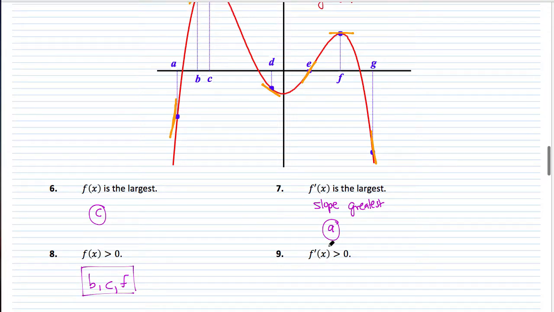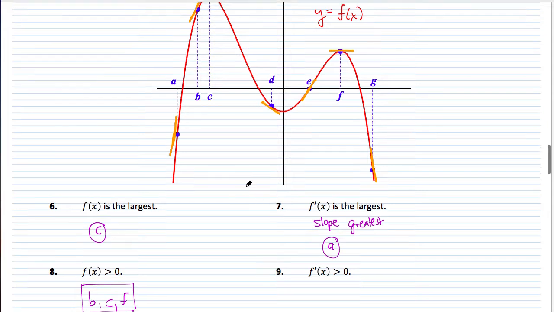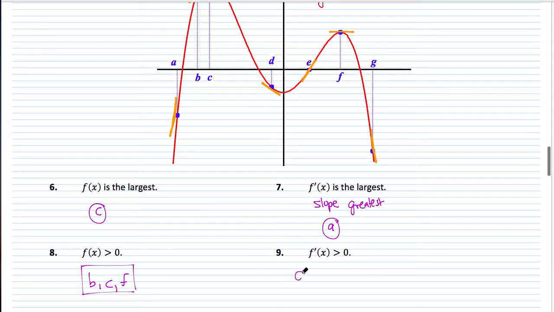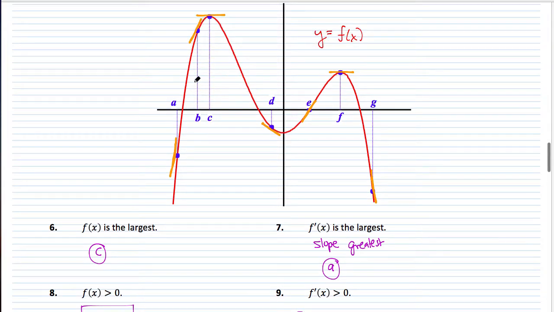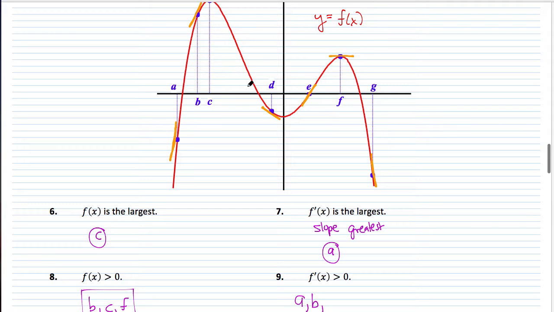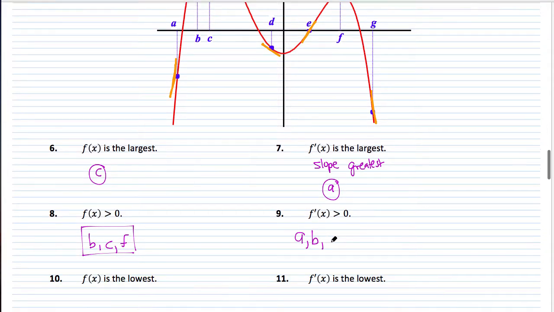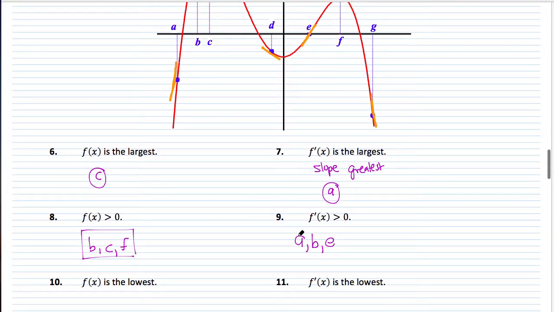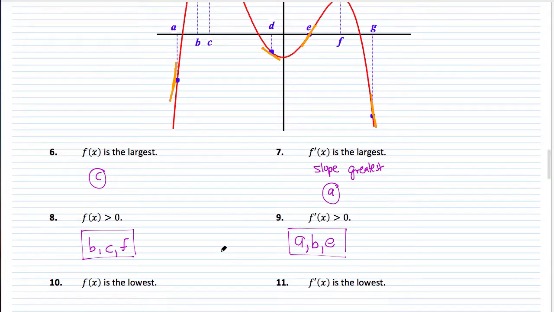Number 9, now be careful, asks when is the derivative greater than 0? So at what points is the slope positive? So at A, we know that the slope is positive. Also at B, the slope is positive. C, the slope is 0, so that's not right. D is negative. E is positive. F is 0, and G is negative. So these are the 3 points for which our derivative is positive.